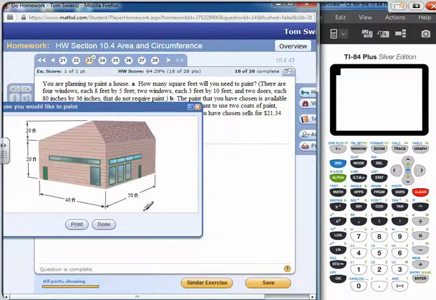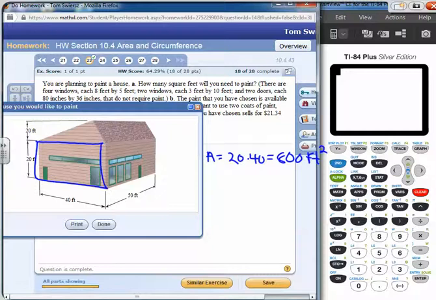We've got the side here, 20 by 40. The bottom part is a rectangle, 20 by 40. The area is length times width, so 20 times 40 is 800 square feet for this part right here.